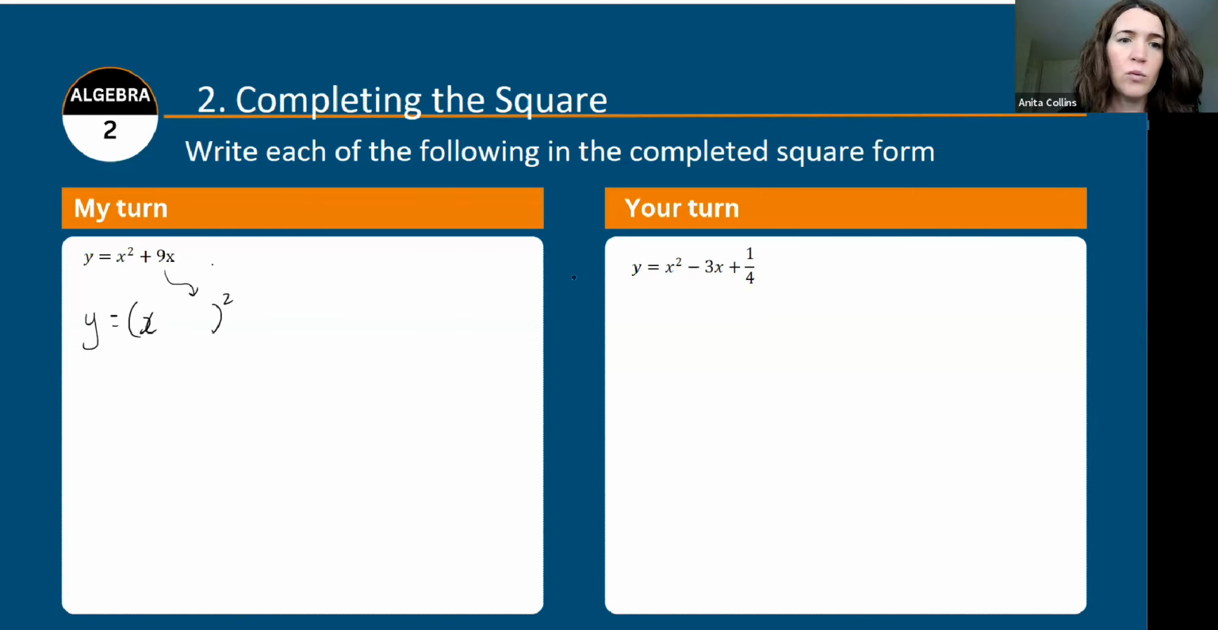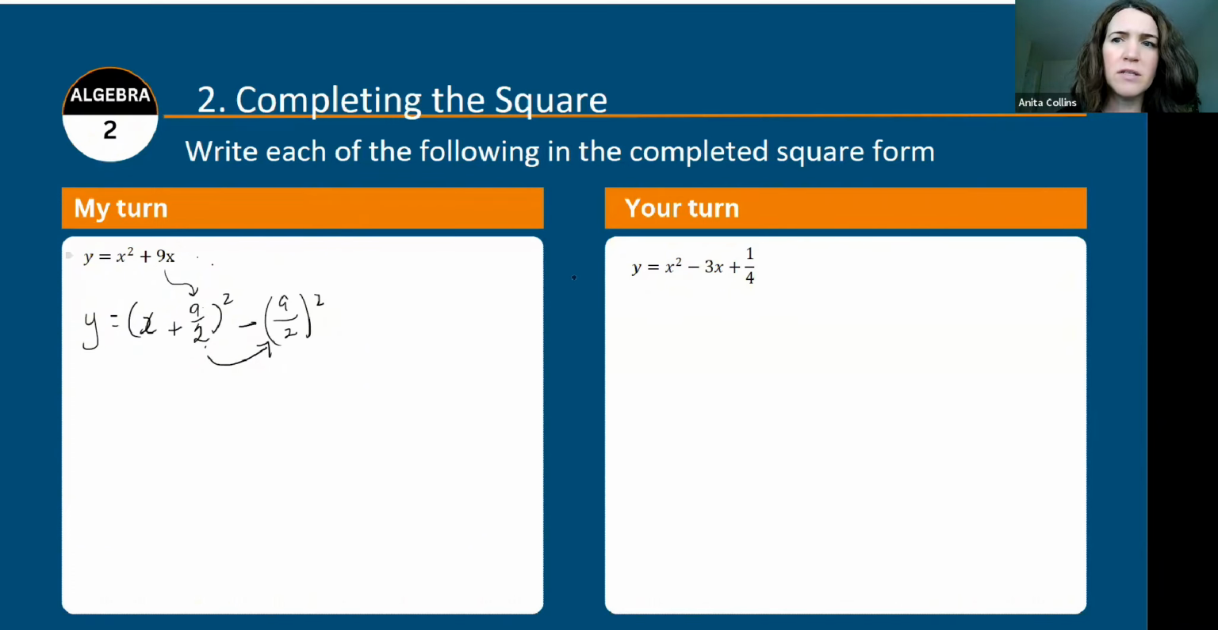Half the coefficient of x. Don't write down 4.5. Stick with fractions. It's going to be easier, and you'll see why in a second. Half the coefficient of x. When you half it, it's always going to be 2 on the bottom. Minus the square.